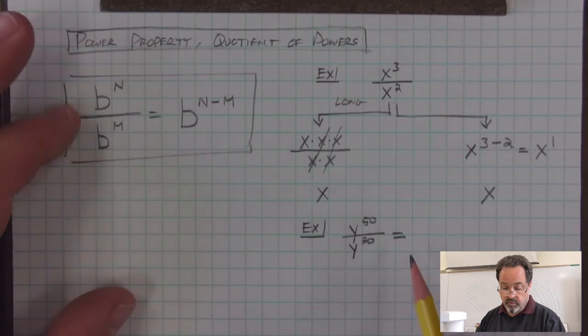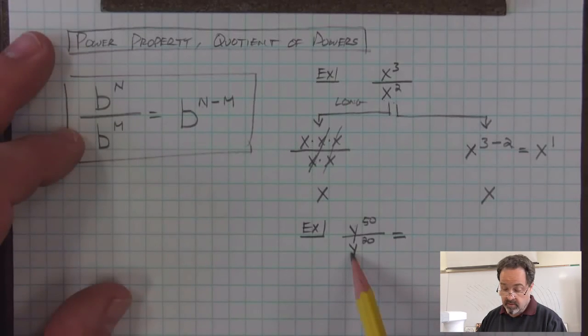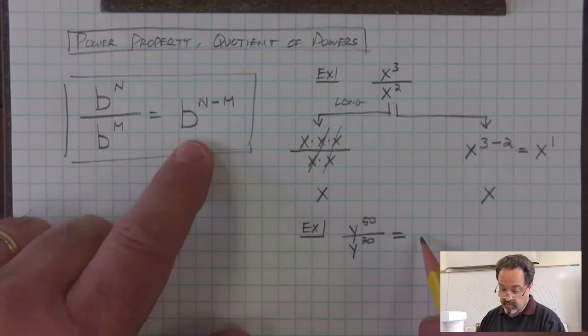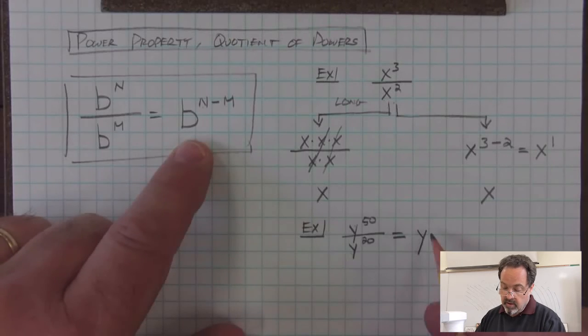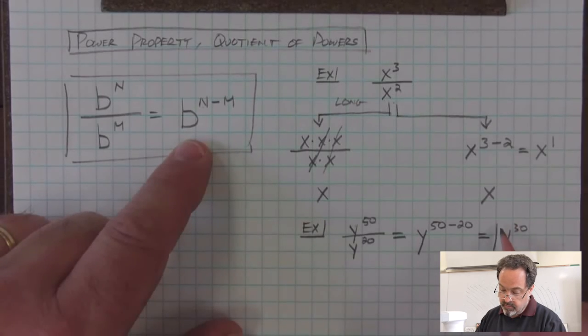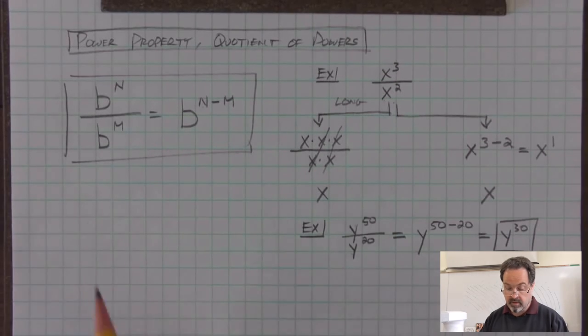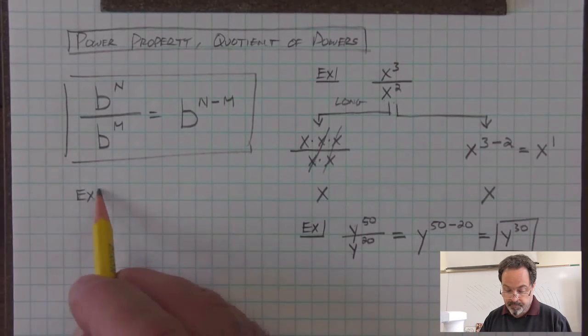If we have the quotient of 2 powers with the same base, and we do, the base is y, then we can turn it into a single power with the same base y, with the new exponent of the numerator minus exponent of the denominator, or y to the 50 minus 20 is the same as y to the 30th. Simplifies quite nicely.